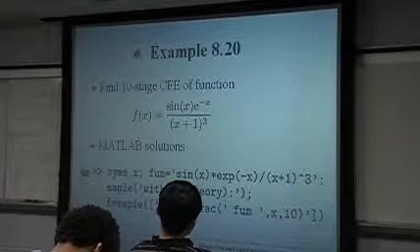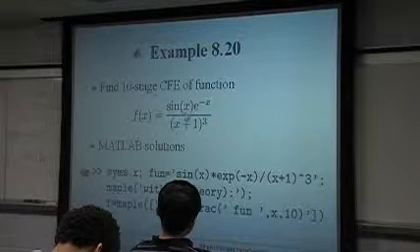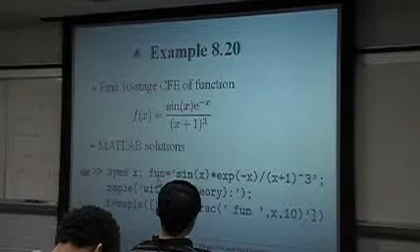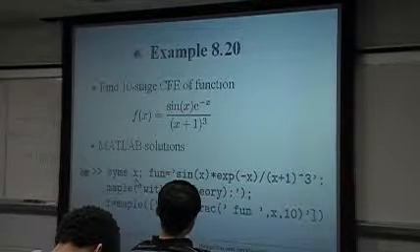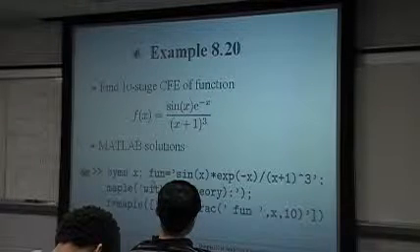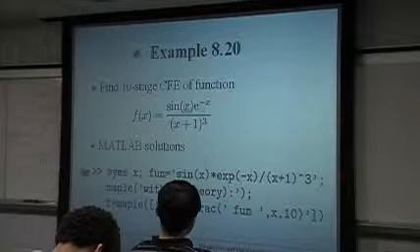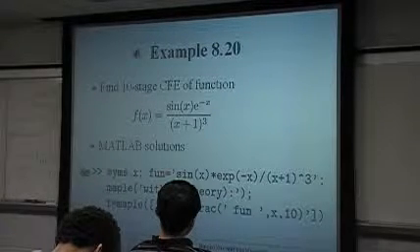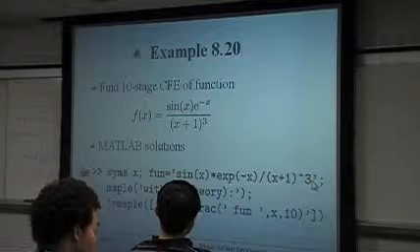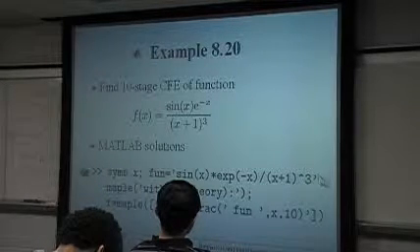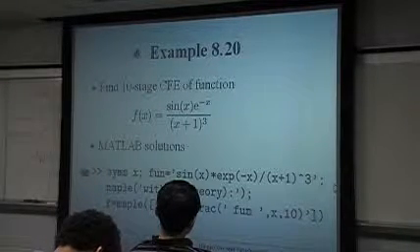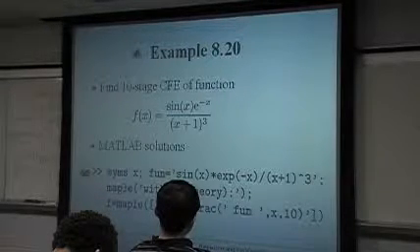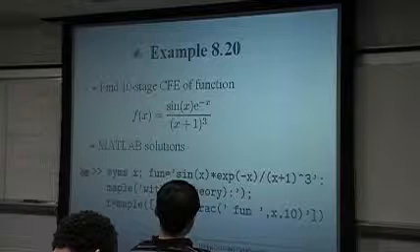We are trying to find the continued fraction expansion of a given function like this. What you do is declare x as a symbolic variable, and then declare the original function. Since x is already a symbolic variable, you do not have to use the quotations. You can delete them, or you can use them as well. So you can specify the original function, and then call the Maple command cfrac.